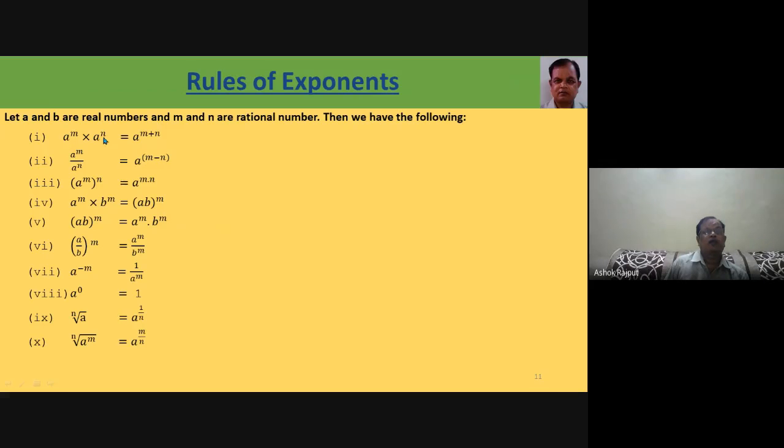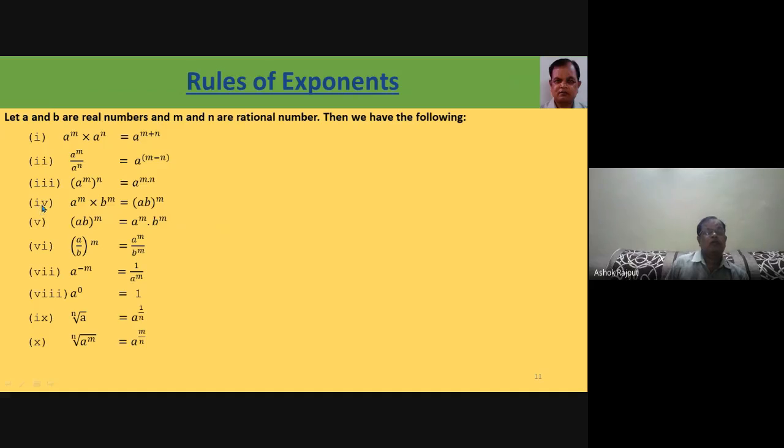In multiplication, we add the powers. In division, we subtract the powers. Here, in the denominator, it is n, so we will subtract n. Here, a raised to the power m, the whole raised to the power n, because it is also a power, so we will multiply the powers in these types of problems.